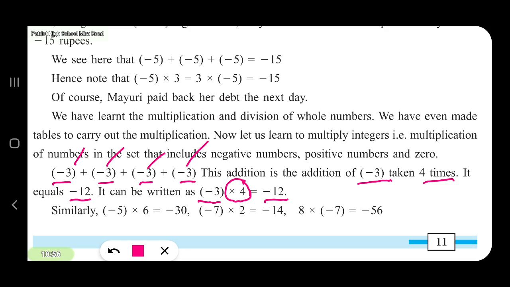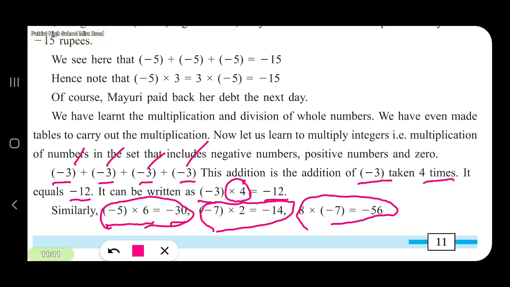Similarly, minus 5 multiplied by 6 is equal to minus 30. We have minus 7 multiplied by 2 is minus 14, and 8 multiplied by minus 7 will be minus 56.